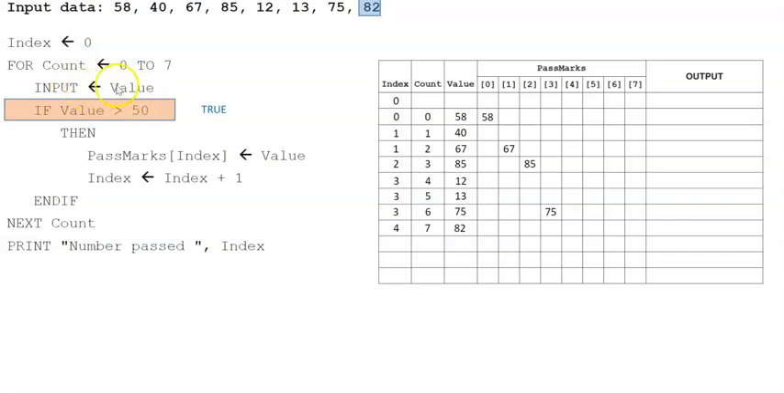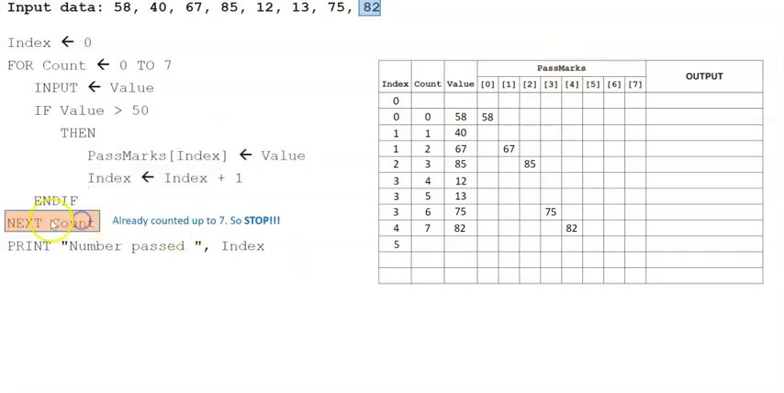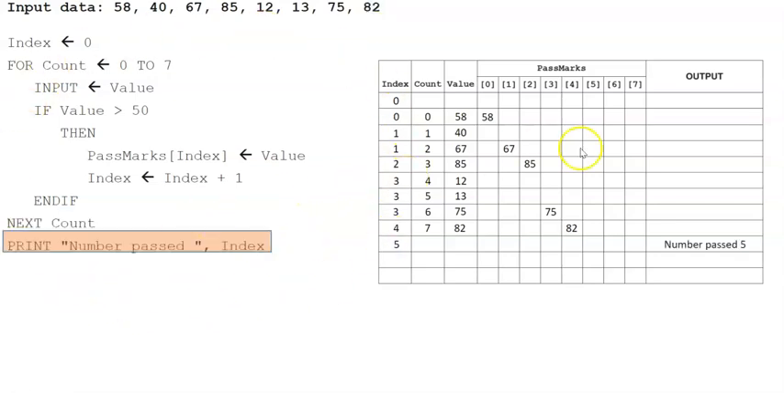We've just entered 82, so it's greater than 50. So we're going to append this piece of data into index 4 of pass marks. Next count, we've already counted up to 7. So this means it's going to allow the algorithm to stop. And we're then going to output the number of pieces of data which have been passed successfully through this algorithm. And this is the end of the question.